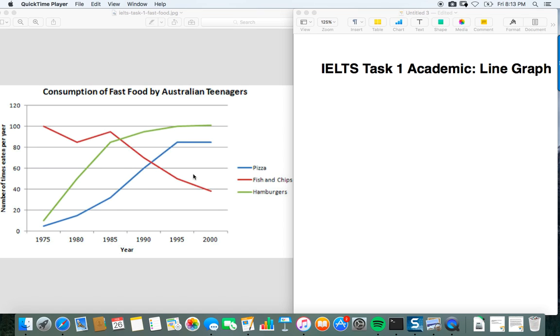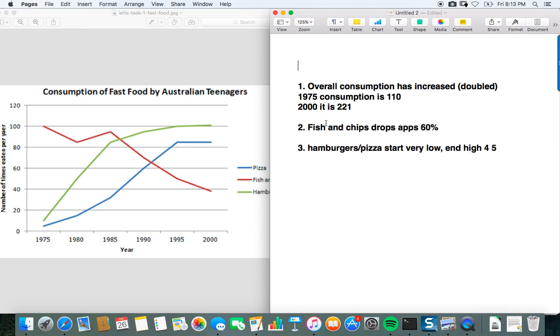But if you look at it more closely, not only are pizza and hamburgers more popular, but actually the total food consumption has grown. And that's really important to look at here. So if we look here, in 1975, if you look at fish and chips, as well as pizza and hamburgers, the overall consumption is around 110 times. 110, 109, it doesn't really matter. You get a close enough number. Now that's true, it's about 110 because you've got 100 plus 9.